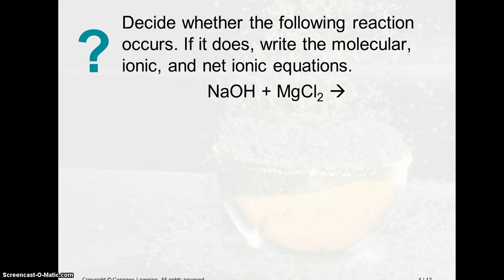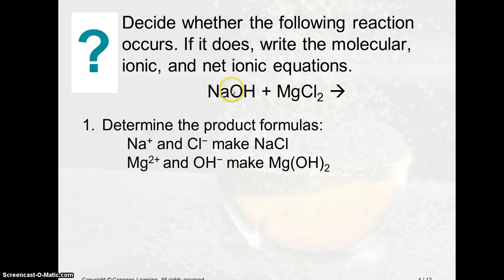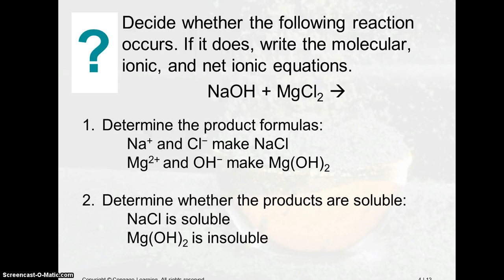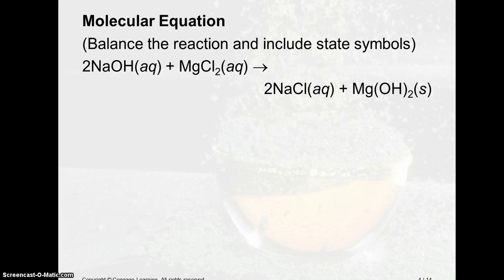Same thing here. Most of these are going to be double replacement, so I look at the two, I rearrange, and I decide the product identities would be sodium chloride and magnesium hydroxide. You go back to your solubility rules, and you see that magnesium hydroxide is insoluble. So that means you will have an equation. So let's do this one.